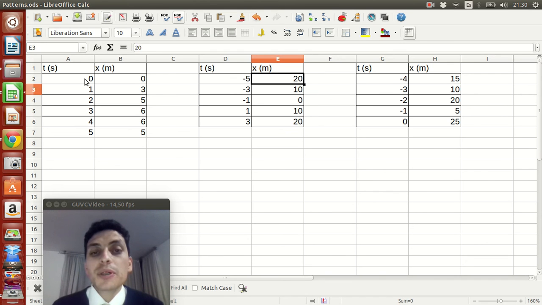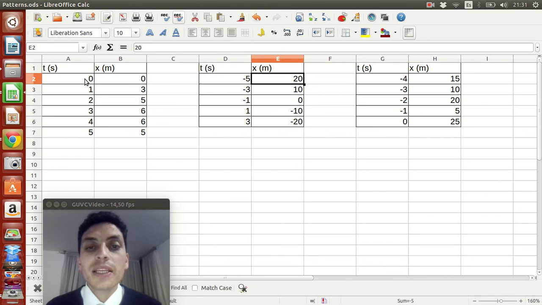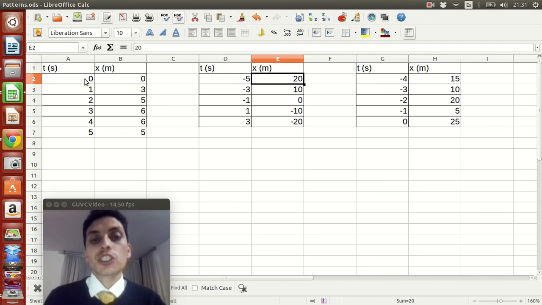But we're going to convert this table to a linear function. How? 20, decrease by 10, so 10, decrease another 10, 0, now we're going to decrease another 10, minus 10, another decrease by 10, minus 20. We have now a linear function.